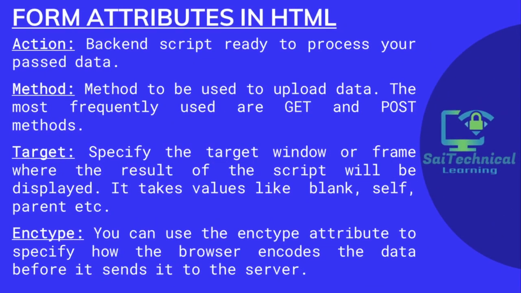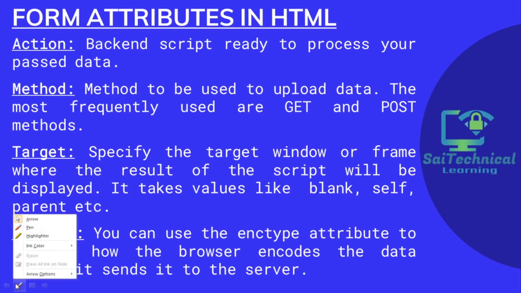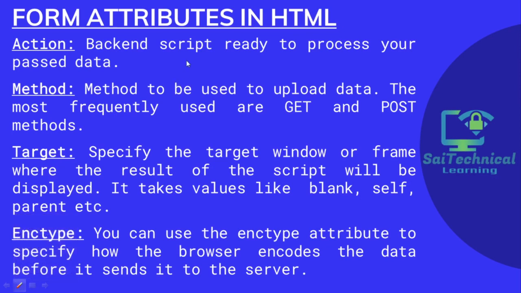Form attributes in HTML. Here we have different types of form attributes. The first one is action, which is the back-end script ready to process your posted data. The second one is method, which is to be used to upload the data. The third one is target, which specifies the target window or frame where the result of the script will be displayed. It takes values like _blank, _self, _parent, etc. And the fourth one is enctype. You can use the enctype attribute to specify how the browser encodes the data before it sends it to the server.